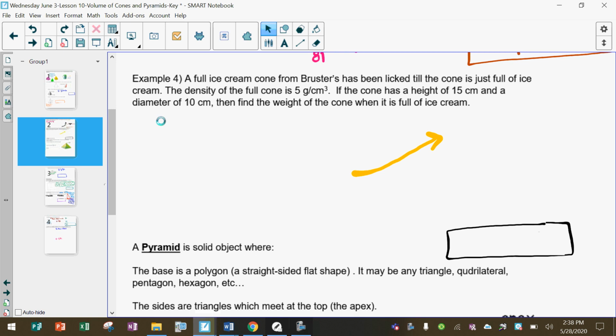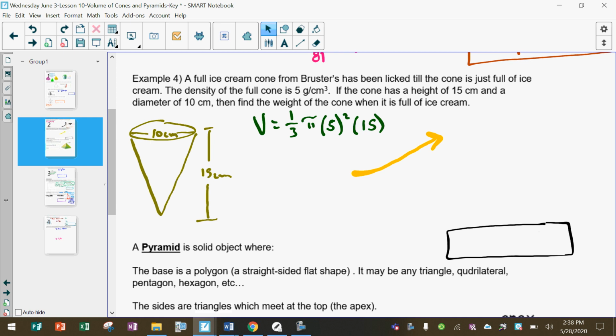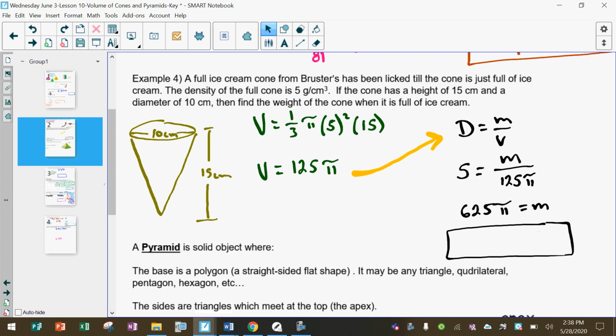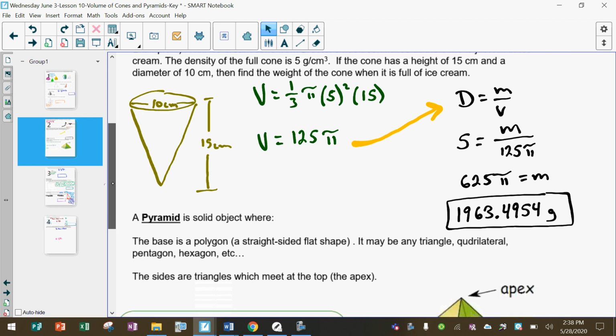So what do we know? Well, we have a cone, diameter of 10 centimeters, height of 15. So using our formula, knowing that since the diameter is 10, our radius is 5, we can figure out that our volume is 125 pi. Now, it gives us the density of the full cone, so we are going to use that to figure out how much the ice cream actually weighs, and our units are grams. So 1,963.4954 grams. It's a good chunk of ice cream.